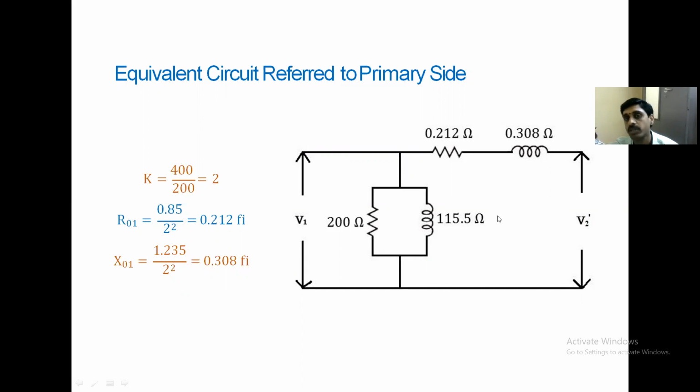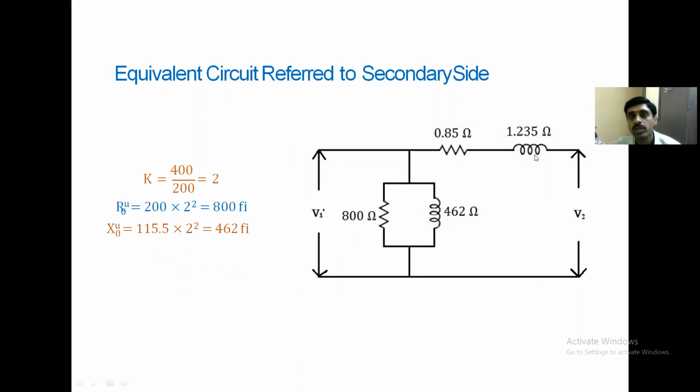So this is the circuit. This is the magnetizing component circuit. This is R naught 1, X naught 1. So referring to the secondary also, you can do the same calculation. If you transfer R1 to the secondary by multiplying with K square, and X1 by K square, then you can write the equivalent circuit like this.